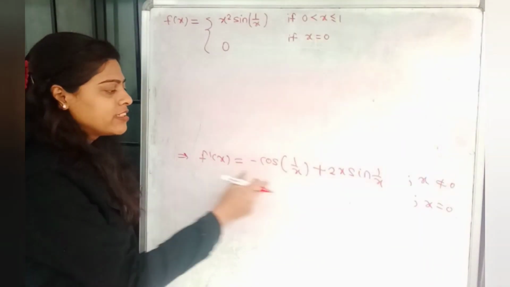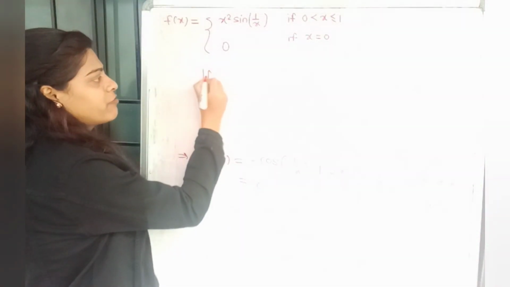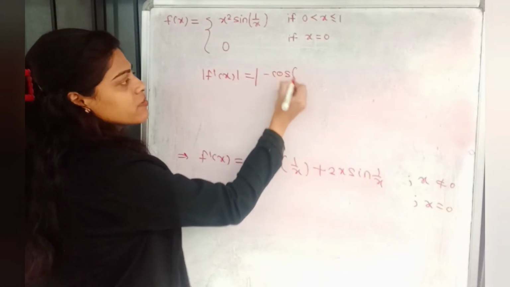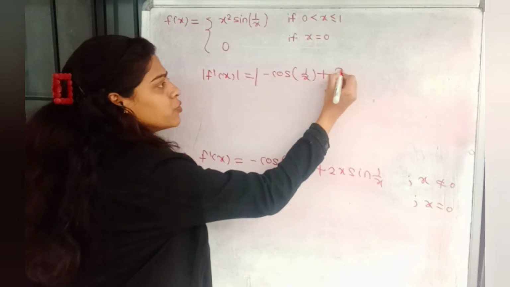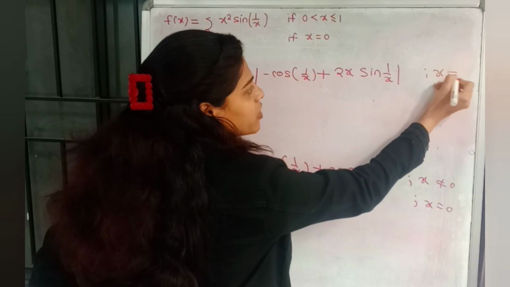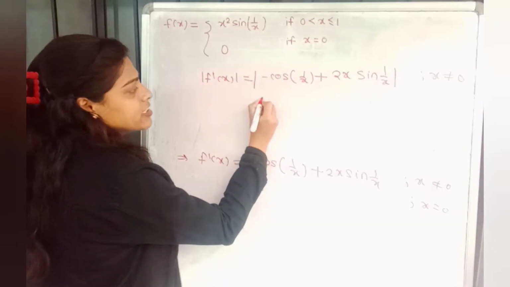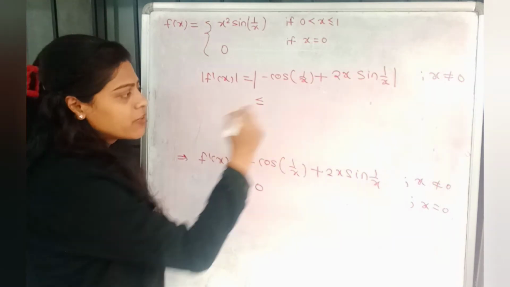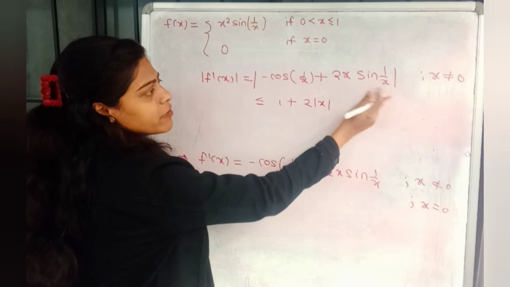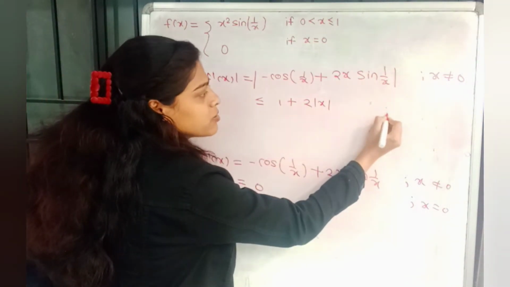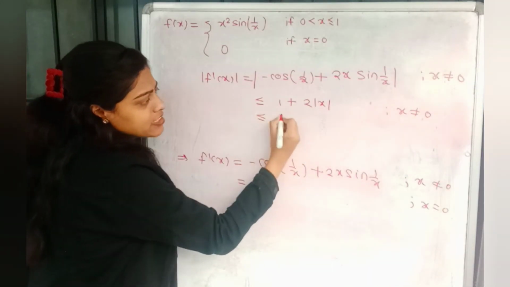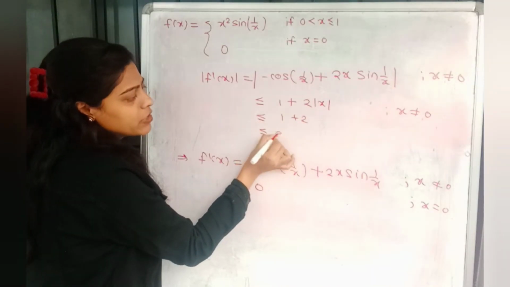Now take the modulus of this derivative, that is modulus of f dash of x is equal to modulus of minus cos 1 by x plus 2 into x sin 1 by x. This is possible only when x is not equal to 0. Solve this modulus: the first term will give us answer 1, that is 1 plus 2 times modulus x, and sin 1 by x is equal to how much? 1. This is possible only when x is not equal to 0, and x is equal to 1. This will give us answer 1 plus 2, which is less than or equal to 3.